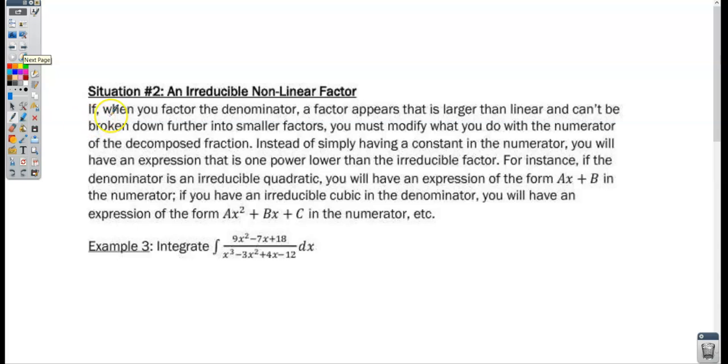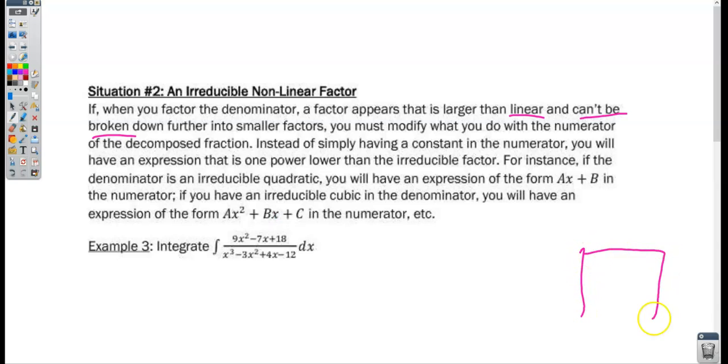So if when we factor the denominator, a factor appears that's larger than linear and can't be broken down further, which we'll see in this first example, we need to modify what we do with the numerator. Normally we just put a constant in the numerator, but instead of just having a constant, we need an expression that's 1 power lower than the irreducible factor. So if we factor and we get an irreducible quadratic, our numerator will need to be ax plus b. If we had an irreducible cubic, we would need the numerator to be ax squared plus bx plus c, etc.